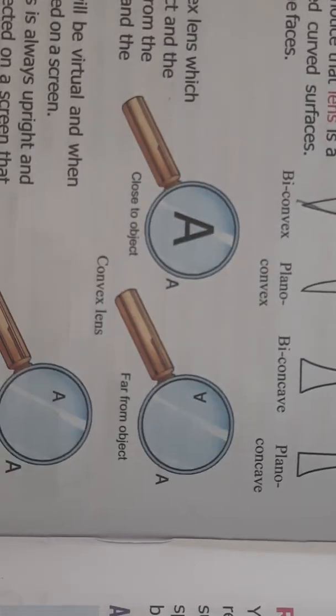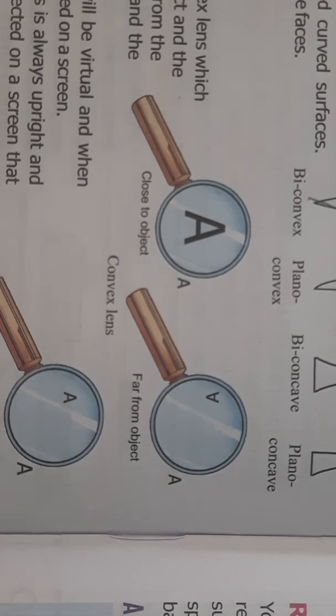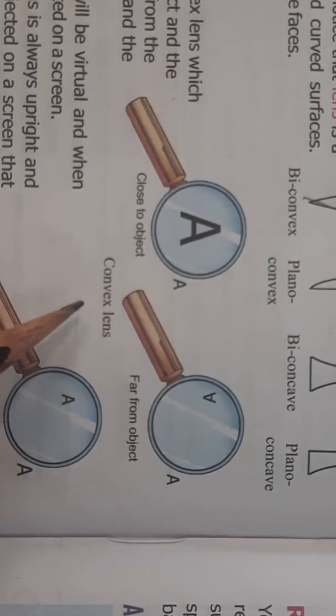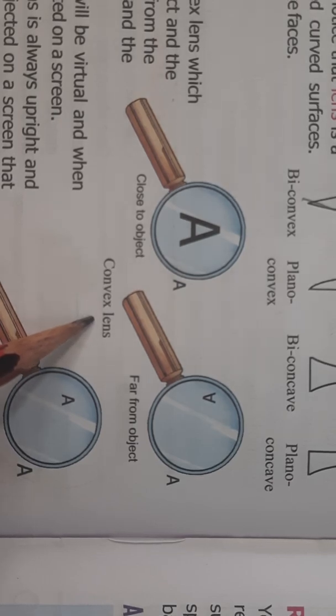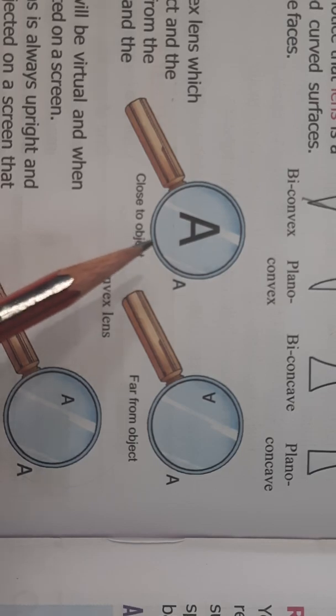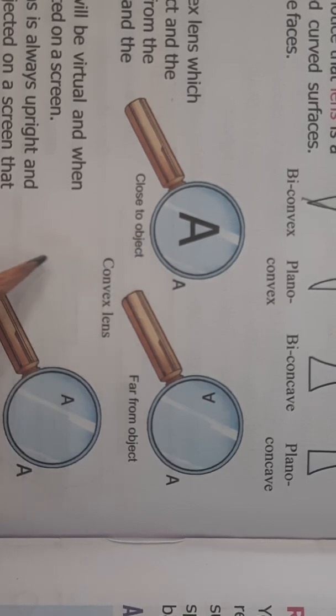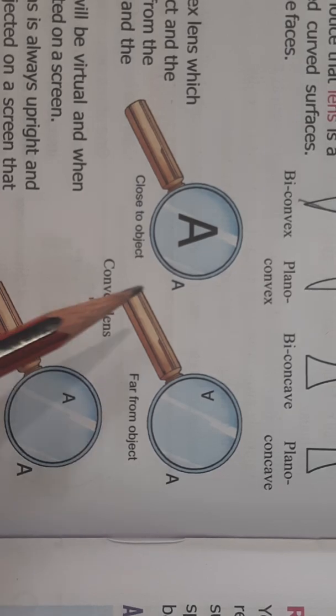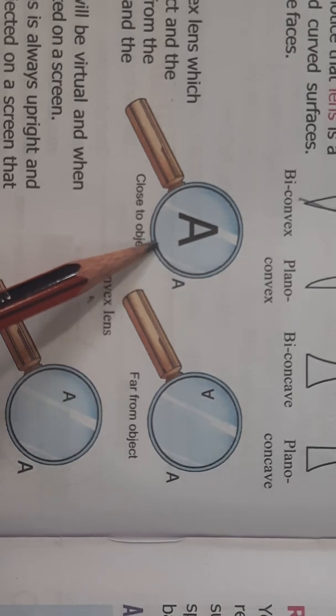Now the images formed by the lenses. We will see what kind of images are formed by the lens. First, we'll start with the convex lens. The magnifying glass that we use, you all must have used a magnifying glass, children. Now this magnifying glass is actually a convex lens which magnifies the image if held close to the object, and you will see that the object is upright.